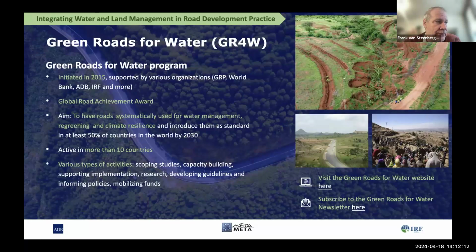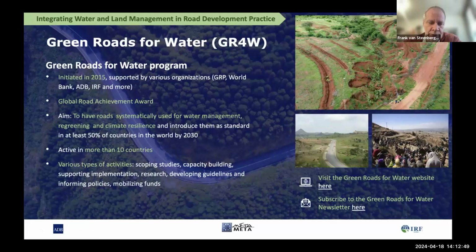We started 7-8 years ago, been supported by several organizations and supporting different organizations to systematically promote the use of roads for water management, regreening, and climate resilience. Our hope is that by 2030 this will be introduced in half of the countries in the world. And this work is really making good progress, and some of the examples we can show you are the results of this work.